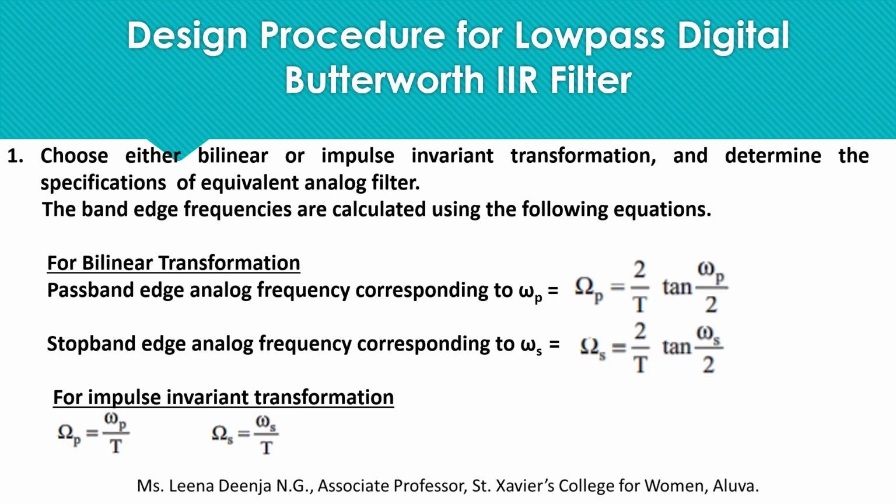For bilinear transformation, the passband edge analog frequency corresponding to digital frequency omega p is omega p equal to 2 by T tan(omega p by 2). And the stopband edge frequency corresponding to digital frequency omega s is omega s equal to 2 by T tan(omega s by 2). But if we select impulse invariant transformation, omega p is omega p by T and omega s is omega s by T.